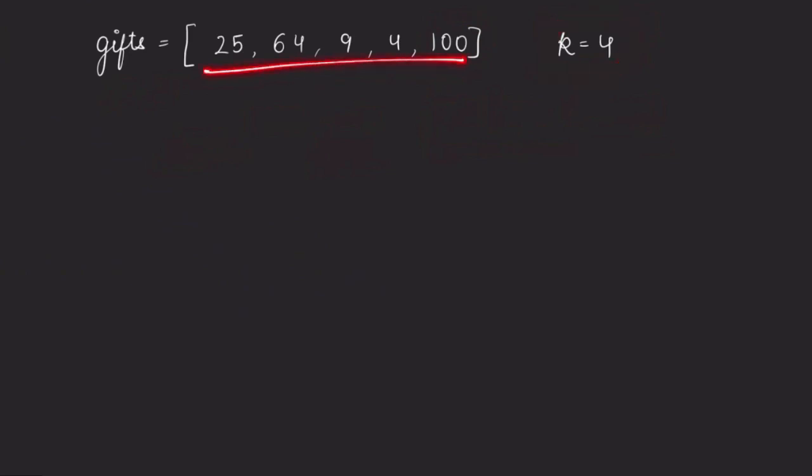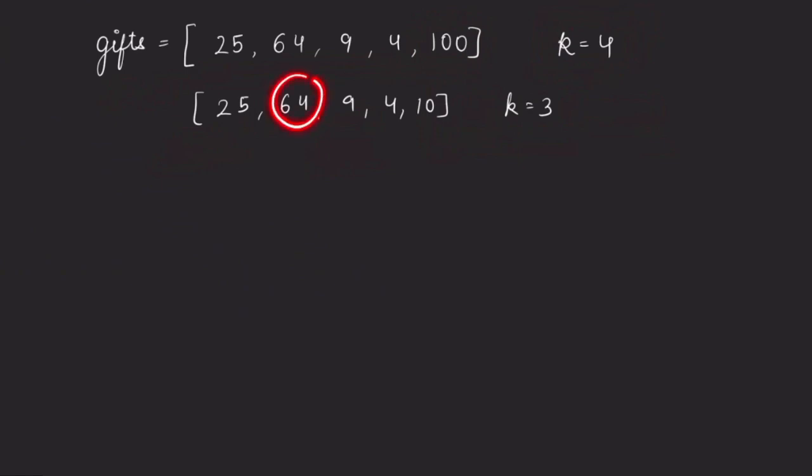First of all, we will find out the maximum element. The maximum element is 100. So the floor of the square root of 100 will be 10, right? So our array will become 25, 64, 9, 4 and 10. The operations left are 3. Then again, we will find the maximum element. It will be 64. The square root of 64 is 8, and the floor of it will also be 8. So 25, 8, 9, 4, 10. Number of operations left are 2.